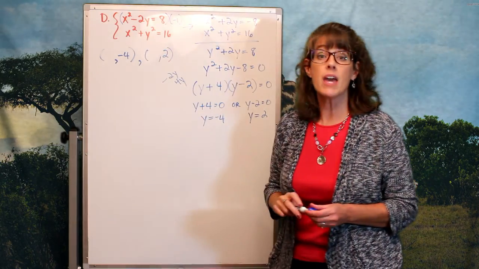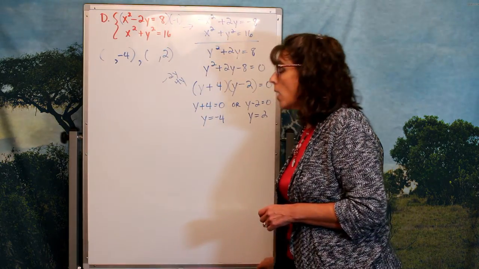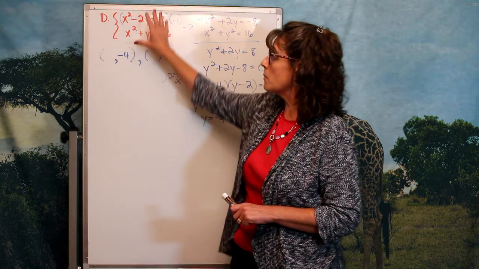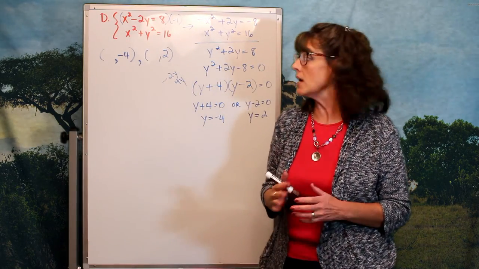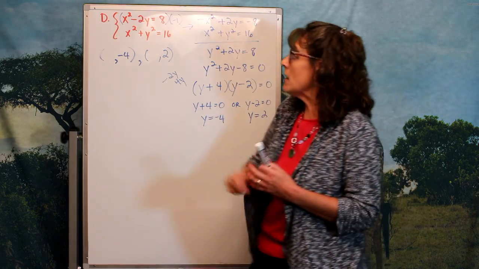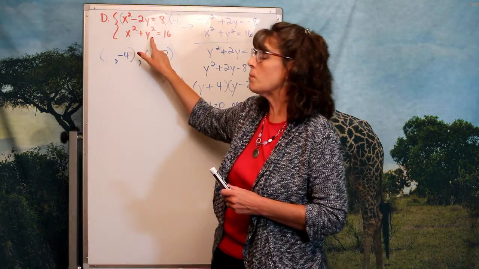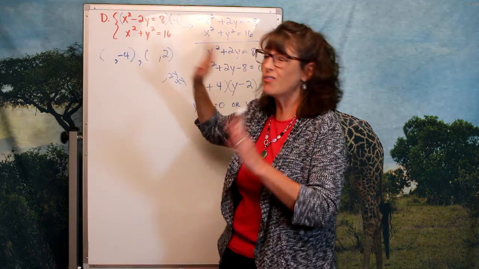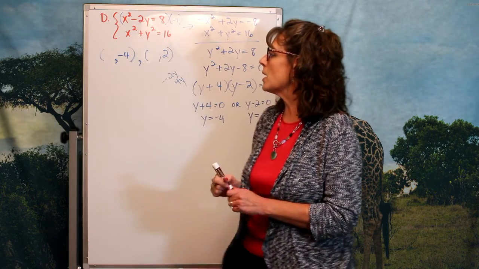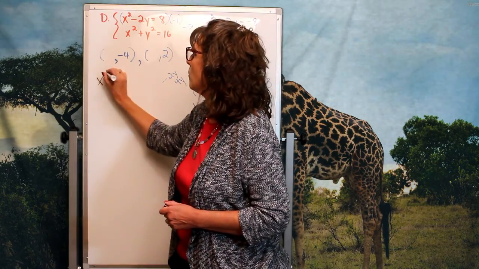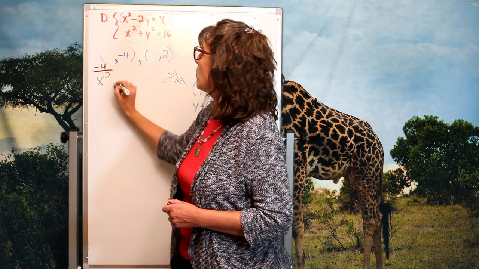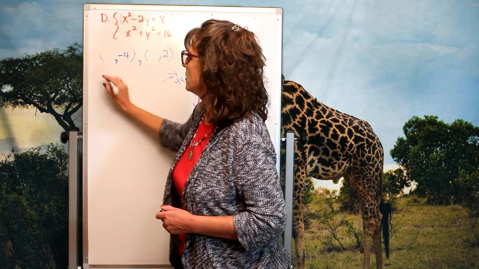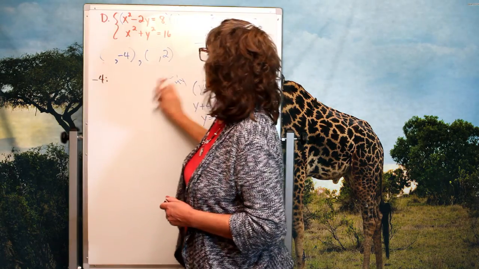I need to figure out what the x coordinates are. So I'm going to take that -4, and I'm going to pick one of these two equations. I'm going to put that -4 in there, and I'm going to figure out what the x coordinate is. I'm going to make my life easy. I'm going to put it right here, because if I put it here, I have to square the 4, and I don't feel like doing that. So I'm just going to put it right up in there. Let me write it this way, a little bit clearer to understand.